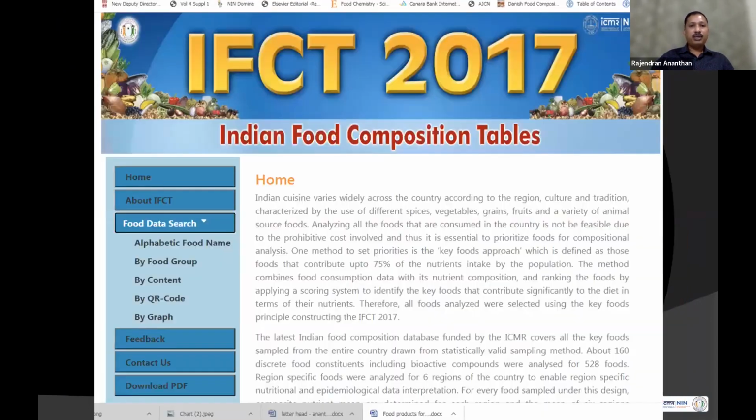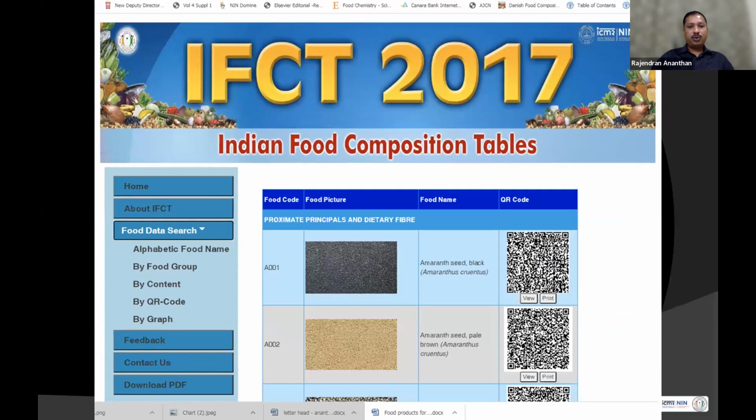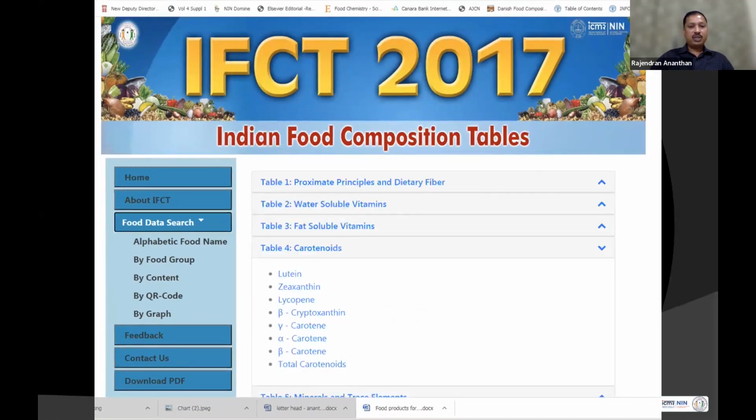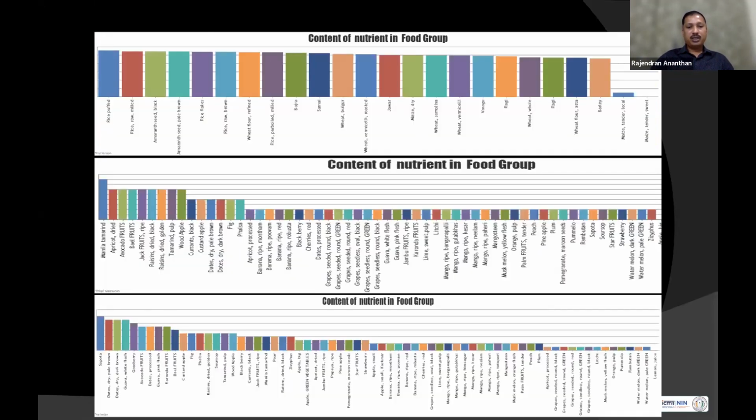And this is the template of the web page. It is already done, but the validation is in progress, and it will be released soon. There will be more user friendly applications where you just scan it and then you can understand the nutrient profile, with different ways of searching: by alphabetical search, food group, content wise, QR code wise, or even in a bar diagram, whether in ascending or descending order.